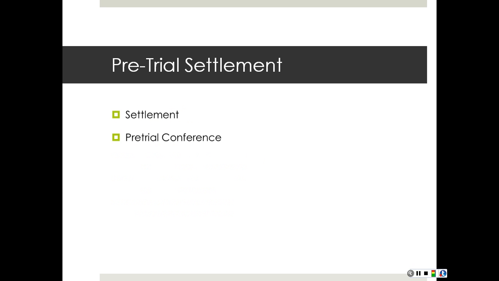The majority of cases that are filed are never tried. A settlement can occur at any time in the pretrial or discovery stages. Usually they occur on the eve of the trial. Settlement avoids the necessity of a trial. Pretrial conferences allow attorneys and the judge to meet informally prior to trial to discuss the case.